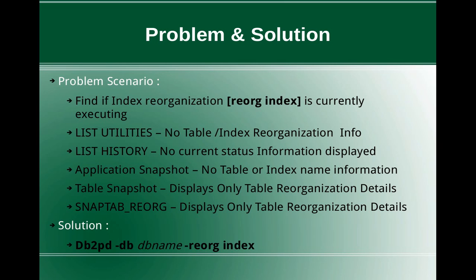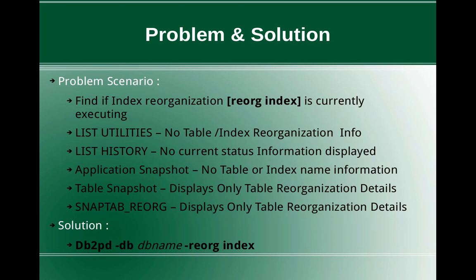And the list history command will show us the completed reorganization information only. It won't show the current status information. So when the reorg index is actually happening, you cannot use the list history command. Once the reorganization of the index is complete, there will be an entry in the list history, so that is only after completion. Before completion, if you want to get the status, like how much of the work is completed, you cannot get that information.